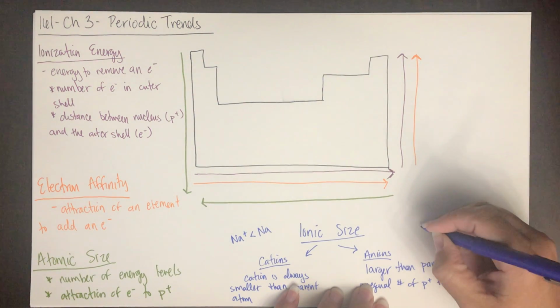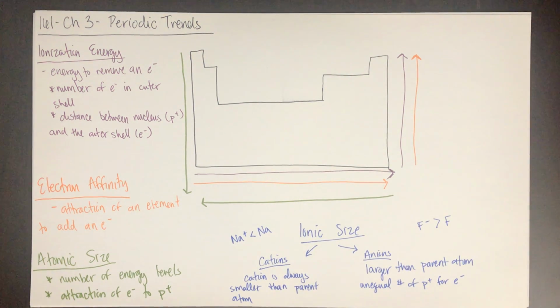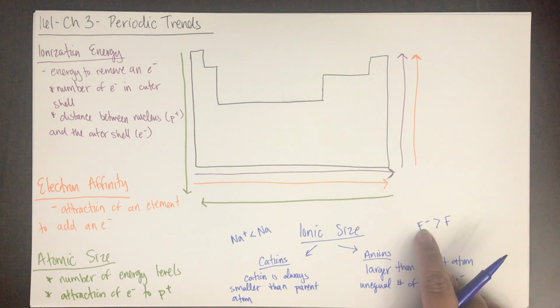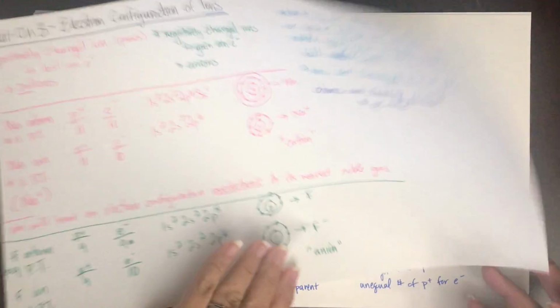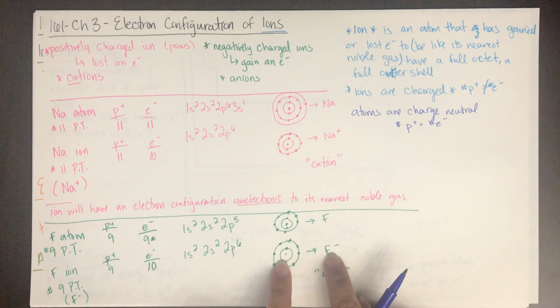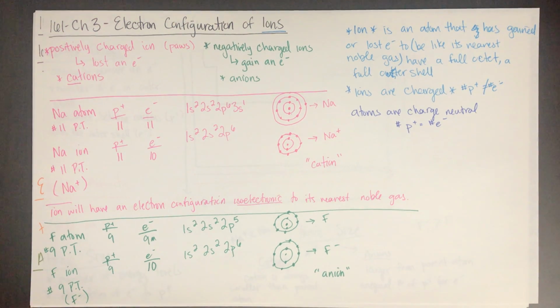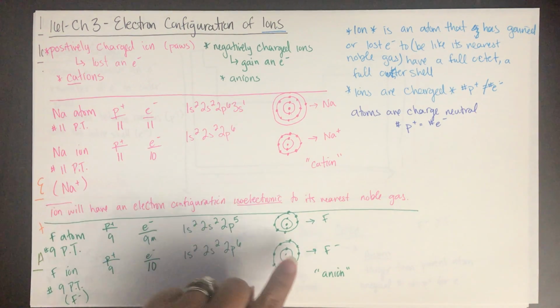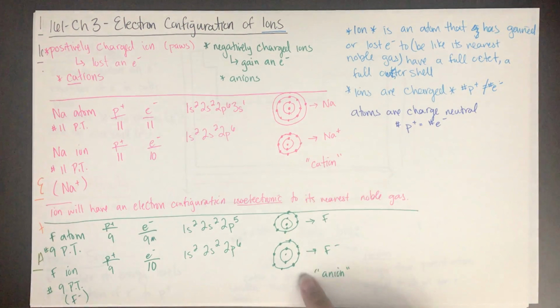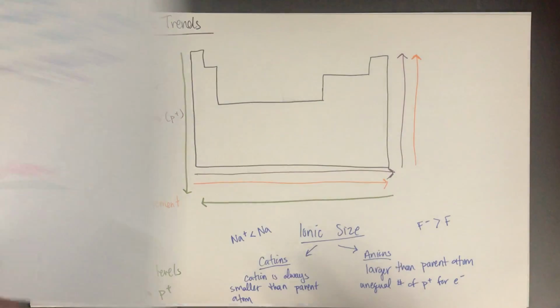So that means the fluoride ion would be bigger than the fluorine atom, because there's one more electron in this outermost shell. And now in this case, there's 10 electrons and there's only 9 protons in the nucleus for these 10 electrons to be attracted to. There's an unequal charge distribution. So now these electrons are going to kind of repel each other a little bit, which makes the anion bigger than the parent atom.